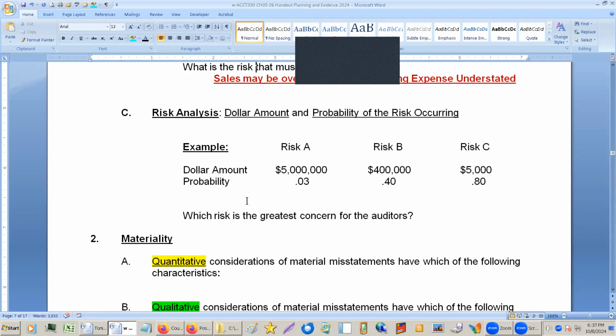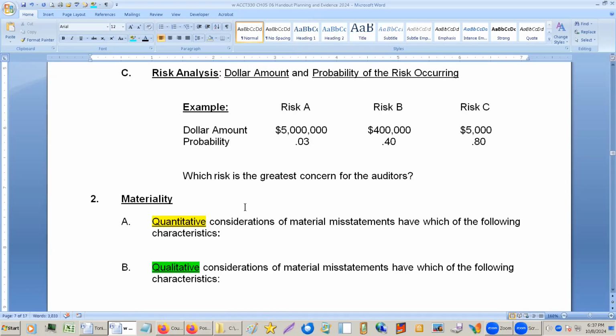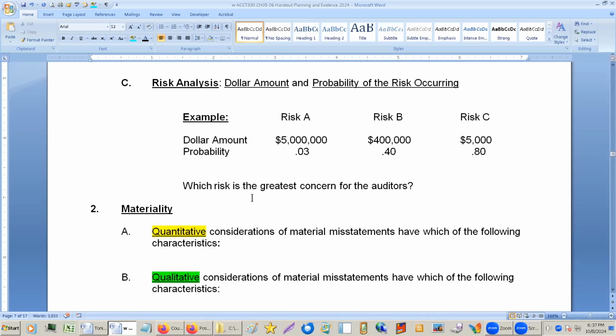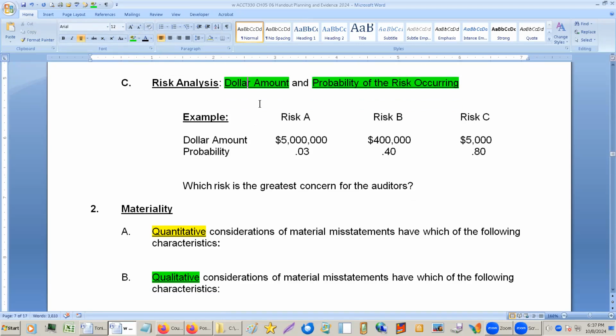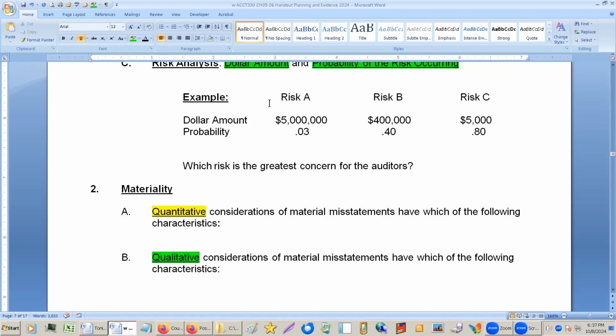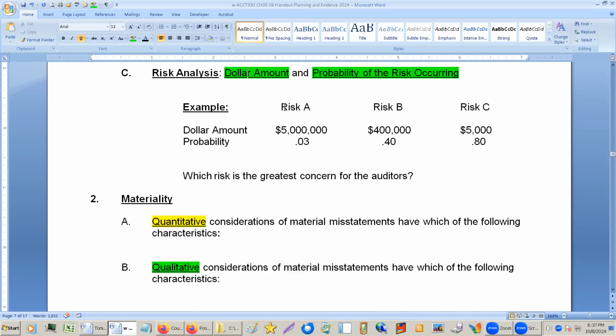Okay, let's go down to risks. There are two aspects to every risk, and that is the dollar amount and the probability. So whenever you talk about a risk, you're talking about a dollar amount, what could go wrong dollar-wise, and what's the probability of it happening. Okay, so let's look at our risks here. We have risks A, B, and C.